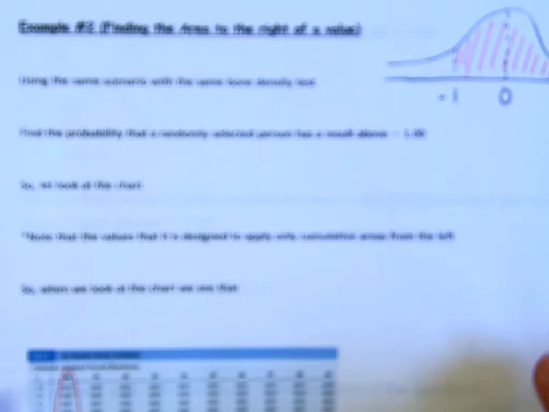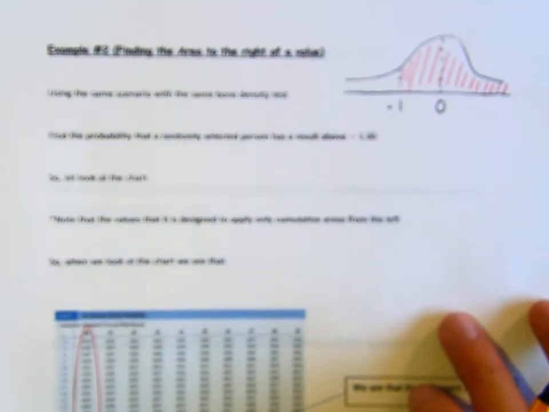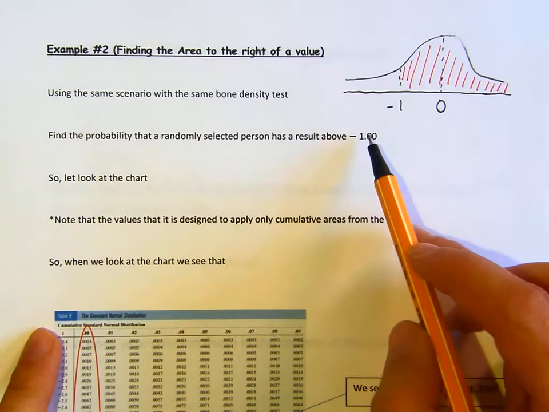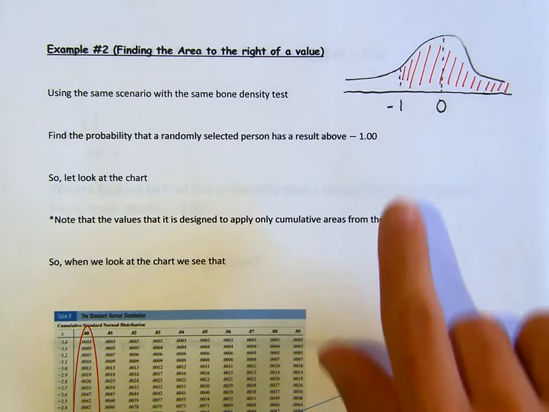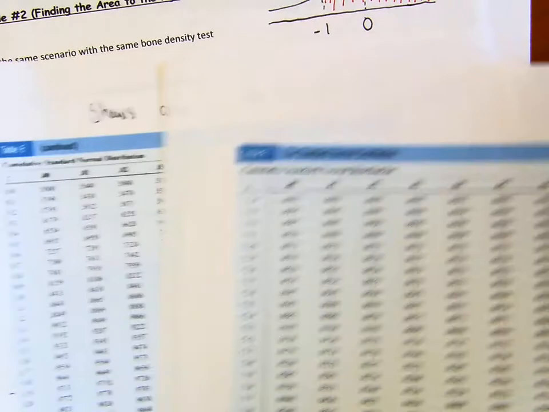Oh, sorry. I'm realizing that the resolution is very bad. I'm sorry. Okay, that's right. So here we want to find the area to the right of -1. So how can this z-table or z-chart help us find that? If we take a look, we want to find -1. So let's look at our z-chart. Notice that we're not going to use the positive values. Let's look at the negative values.